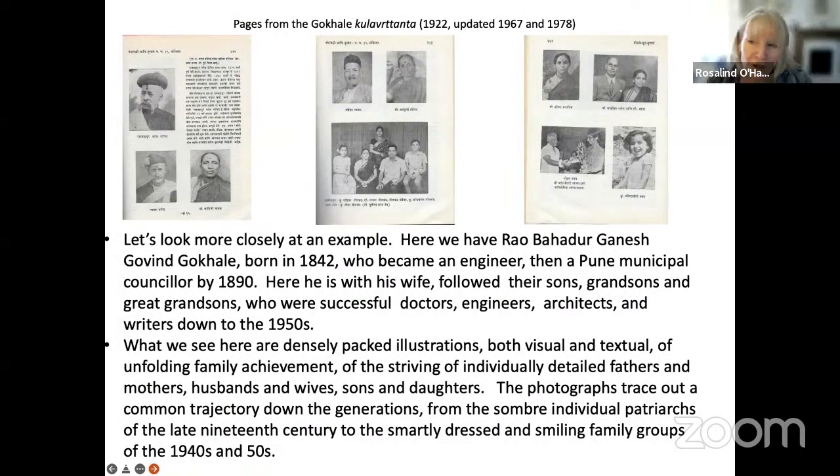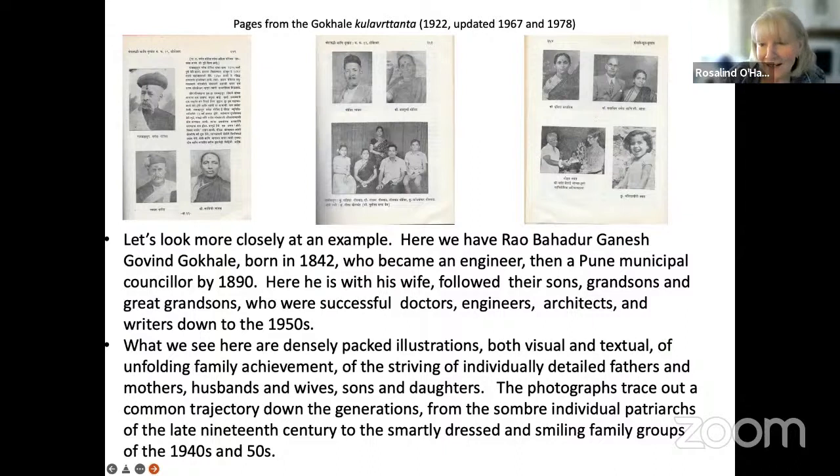Now, what are these photographs telling us? Well, here on the left-hand image, we have Rao Bahadur Ganesh Govind Gokhale, born in 1842, became an engineer, and then by 1890, a Pune municipal councillor. Very successful man. Here, at the bottom of the page, you can see his brother and his wife. And then in these second and third images, you have their sons, in the next image one of his sons and his wife, and then one of their sons and their wives and children.